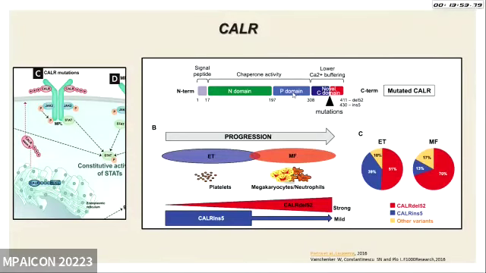Though this is not a cytokine receptor, this is a molecule with chaperone activity, and these are the various functional domains, as you can see here. And what actually happens is the mutation changes the charge from a negative charge to a positive charge that is critical in allowing CALR to bind with MPL and then regulate the downstream signaling.